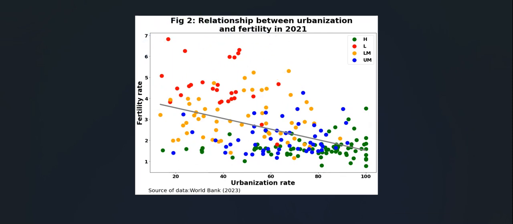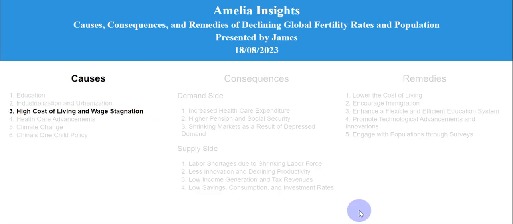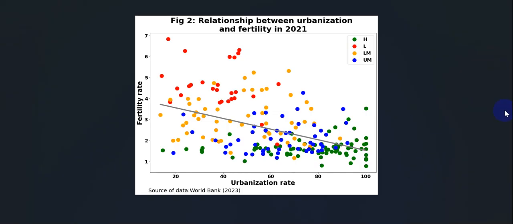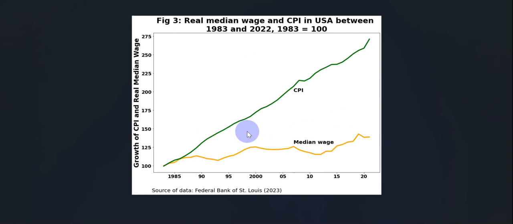Number 3, high cost of living and wage stagnation. High financial burden with wage stagnation makes it hard for parents to afford basic necessities, and childbearing and upbringing becomes expensive. Consider Figure 3, which shows the evolution of real median wages and inflation in the USA, with 1983 set as the base year, that is, normalized to 100. The figure shows that median wages have barely increased by 50%, while CPI, which is a measure of cost of living or inflation in short, rose by 171%.